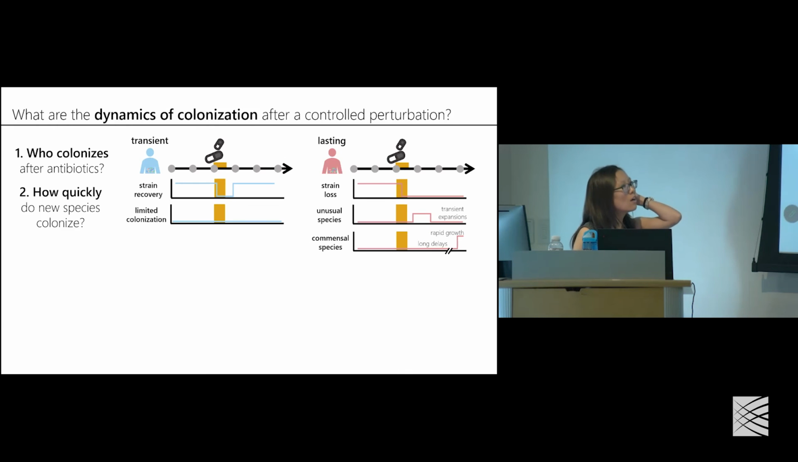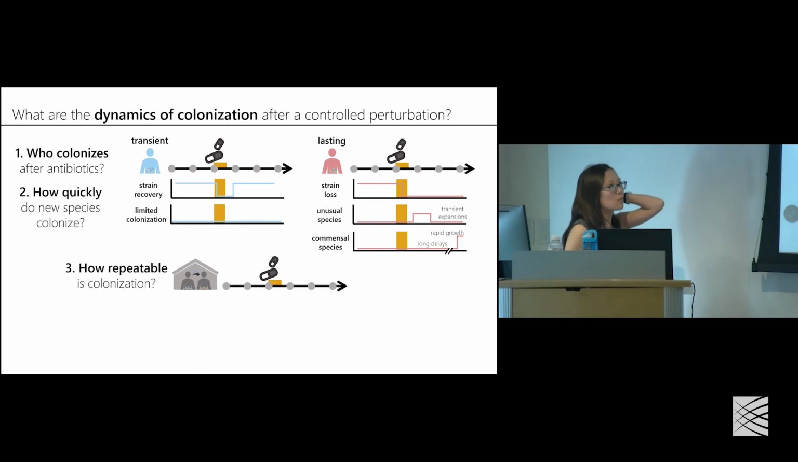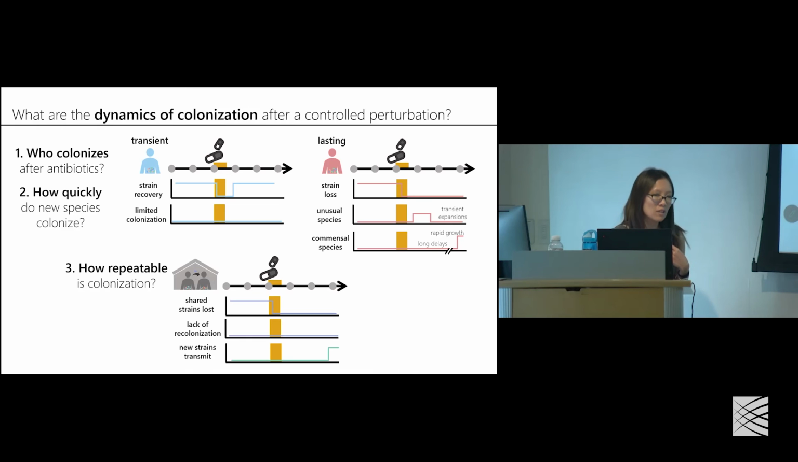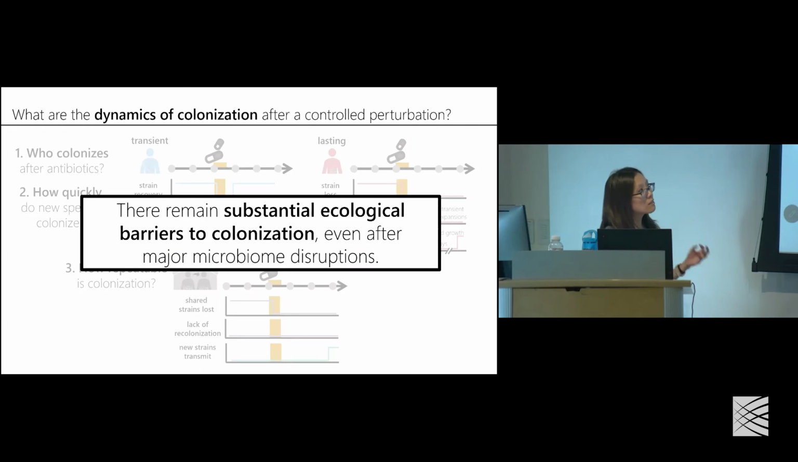To summarize these results about repeatability, we see that shared strains are lost from the gut microbiome, and there's a lack of recolonization of previously shared strains, even as new strains transmit. We think that suggests a strong role for historical contingency in gut microbiome composition. Overall, these various lines of evidence suggest very consistently, and to me very strongly, that there remain substantial ecological barriers to colonization, even after these really major microbiome disruptions that open up niches within established communities.